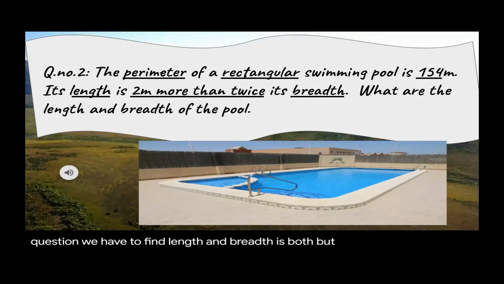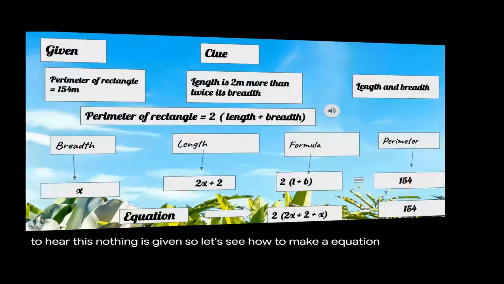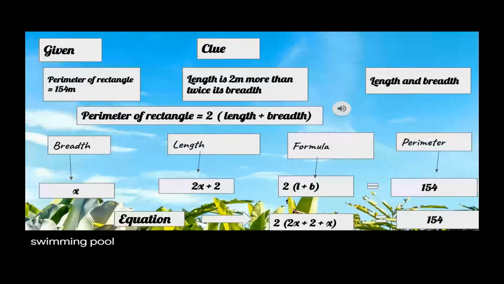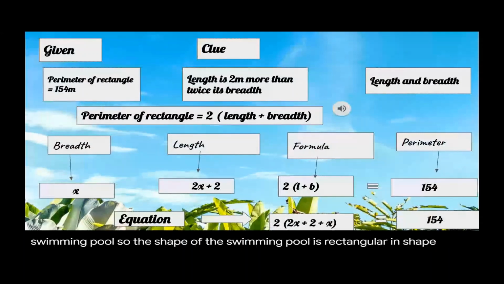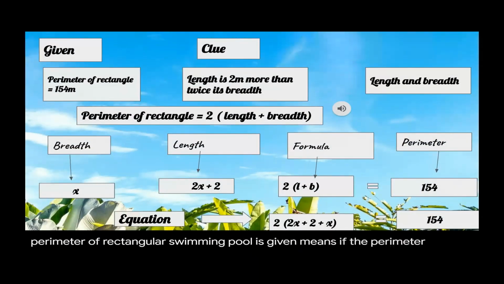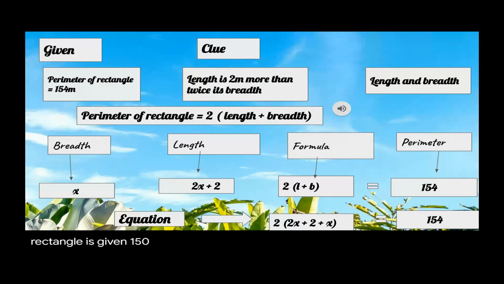From this question, we have to find both length and breadth. But for length, one clue is given here, isn't it? For breadth, nothing is given. So let's see how to make an equation. In the question, it is given that it is a rectangular swimming pool, so the shape of the swimming pool is a rectangle. And the perimeter of the rectangle is given as 154 meters.